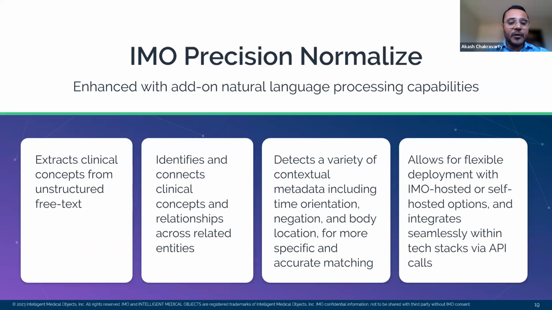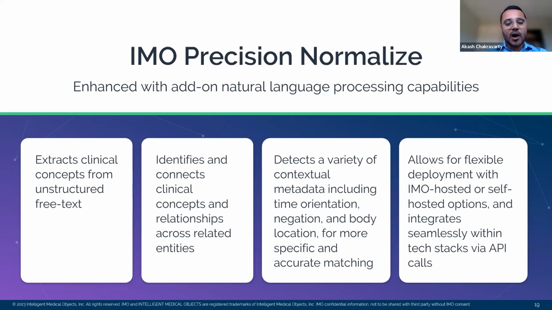For the past few years, we've heard from our customers the need to apply the capabilities of our existing IMO Precision Normalize product to unstructured text. So we've developed a product that enhances the existing IMO Precision Normalize with add-on natural language processing capabilities. So how does this product work?